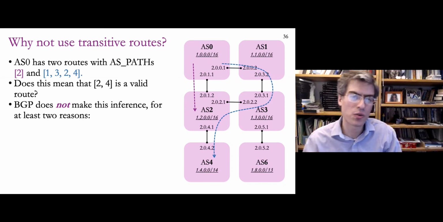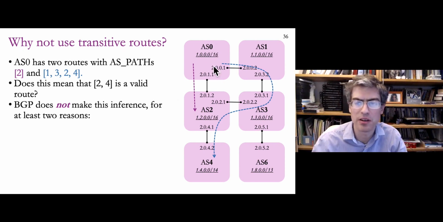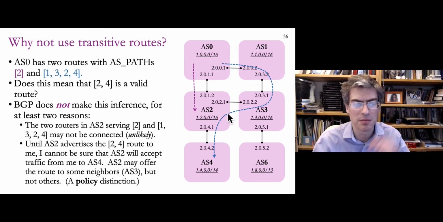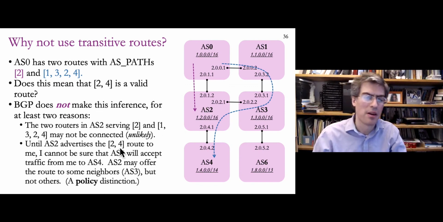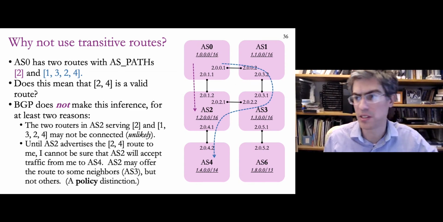It's true that AS0 could make the inference that there might be a path that way, but it doesn't do that for 2 reasons. First, it could be that although AS0 can reach AS2, there's not routing connectivity between the part that it can reach and the other one. Actually, I don't think that makes any sense because it's the same subnet. So let's ignore that first bullet point. But the more important one, let me make a note to fix that, 36.